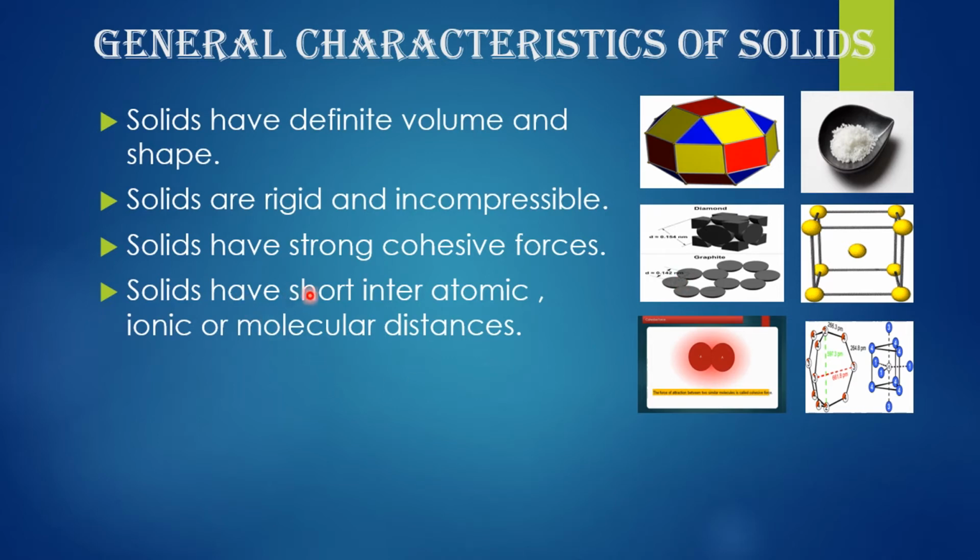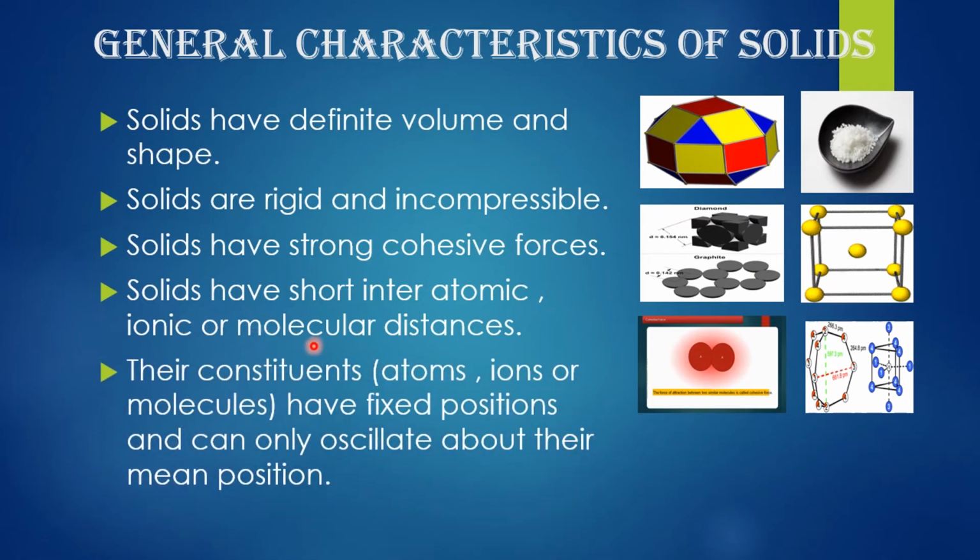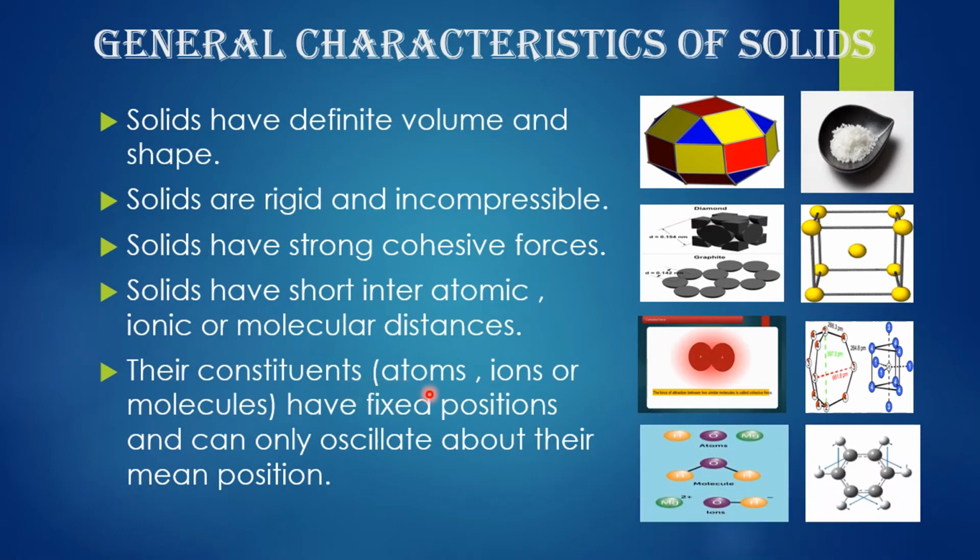So it shows the interatomic distance, and the interatomic distance is given on a nanometer scale. So it's a very short interatomic distance. It's an atom, so it's interatomic. In the case of ions, we call it interionic, and for molecules, intermolecular distances. Then their constituents, such as atoms, ions or molecules, have fixed positions and can only oscillate about their mean position.